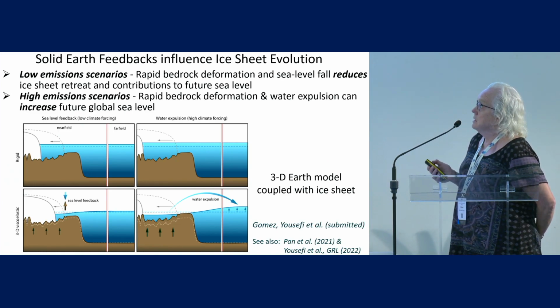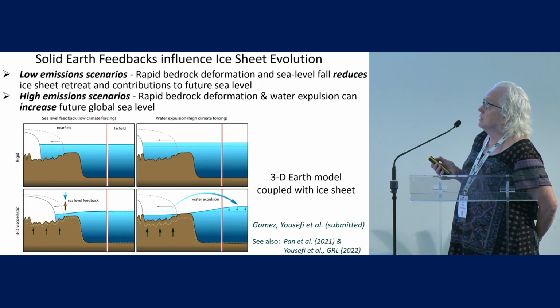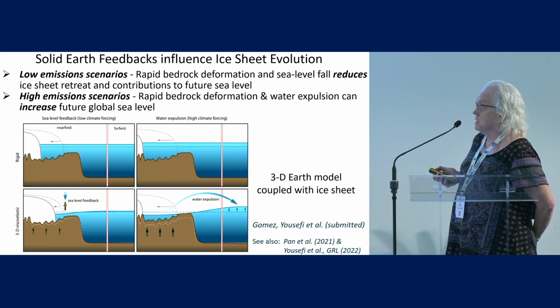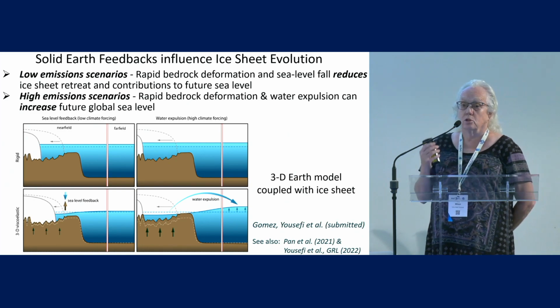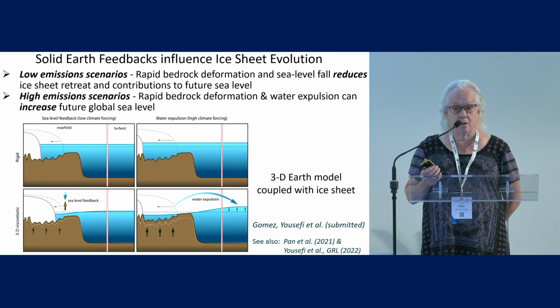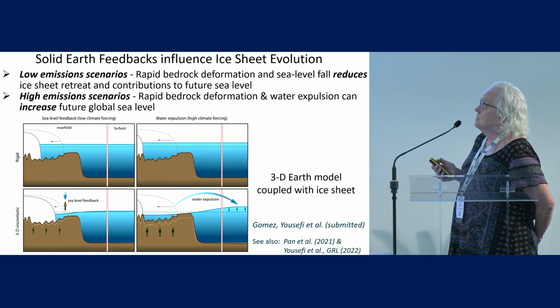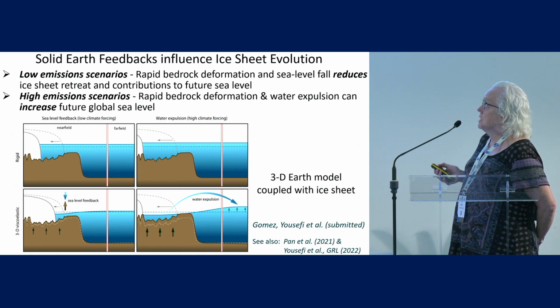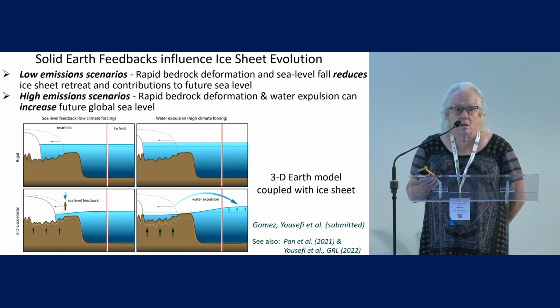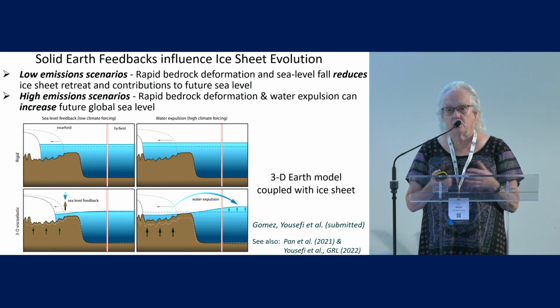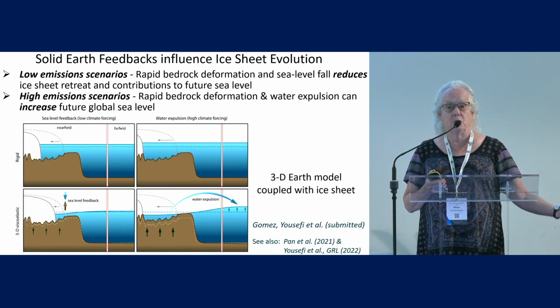And what you find, and this is shown in the left panel, in a low emission scenario, there is that moderation of ice sheet retreat from the sea level feedback and bedrock uplift. And so there is lower contribution of the Antarctic ice sheet to future sea level in this scenario. But in high emission scenarios, which are shown on the right, the ice sheet retreats so quickly that the initial effects do not stop its retreat.